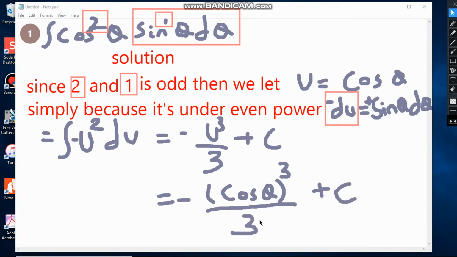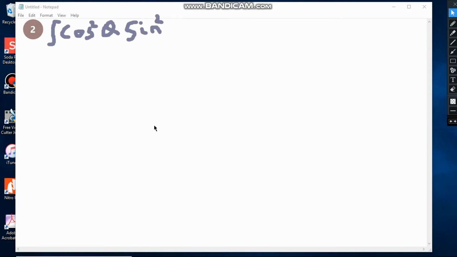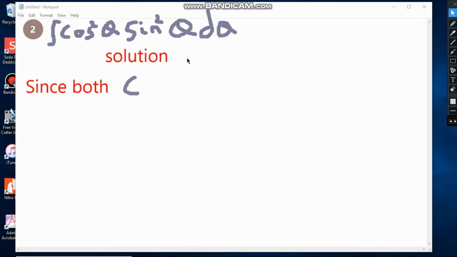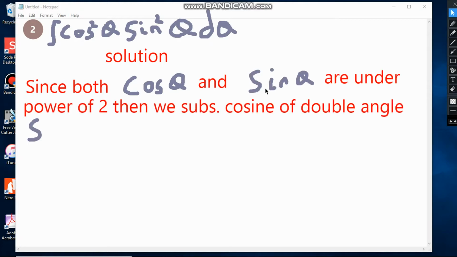Okay, let's see another example. Cos square of theta sin square of theta d theta. Okay, since both cos of theta and sine of theta are under power of 2, then we substitute the cosine of double angle. Cos theta is under power of 2 and sin theta is under power of 2. So we use the double angle identity of cosine.